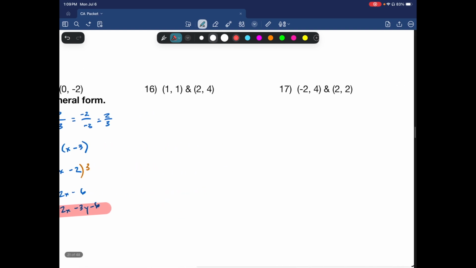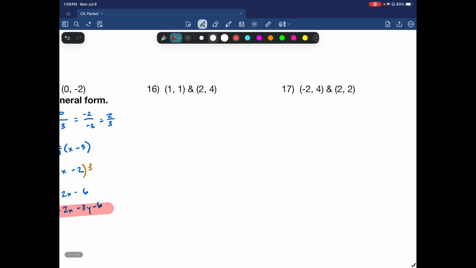And 16 and 17, I'm going to leave it in slope-intercept form. So I think it's easier. Hopefully, you feel the same way. All right. So I got 4 minus 1 over 2 minus 1, so it's going to be 3 over 1, which is just 3. So no fractions this time. So I got y minus 1 equals 3 times x minus 1. Y minus 1 equals 3x minus 3. Add the 1, you get y equals 3x minus 2. Okay, so easy peasy.